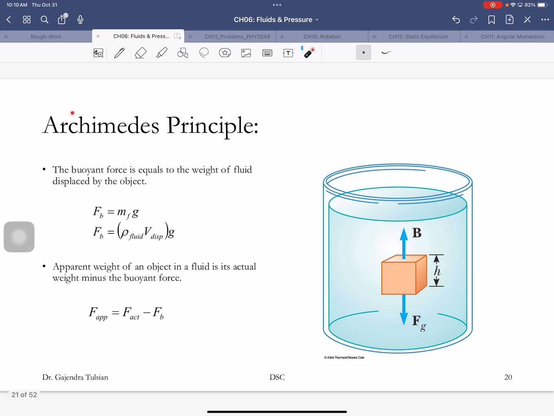Mr. Archimedes says how large this buoyant force is. The buoyant force is equal to the weight of the displaced fluid. So you displace this much fluid, and this buoyant force is equal to the weight of this much fluid.